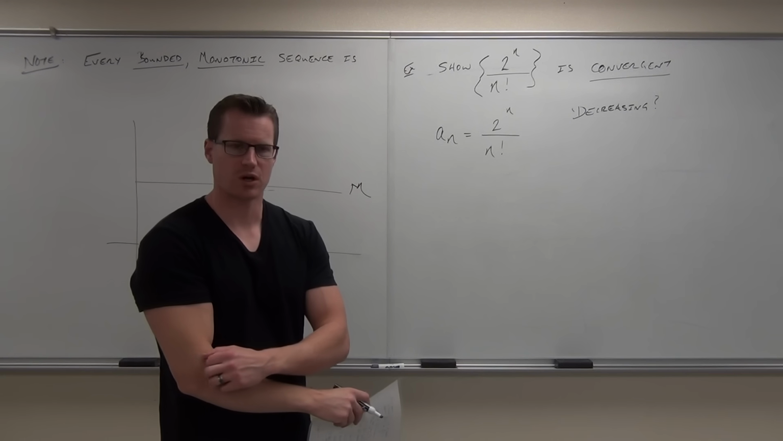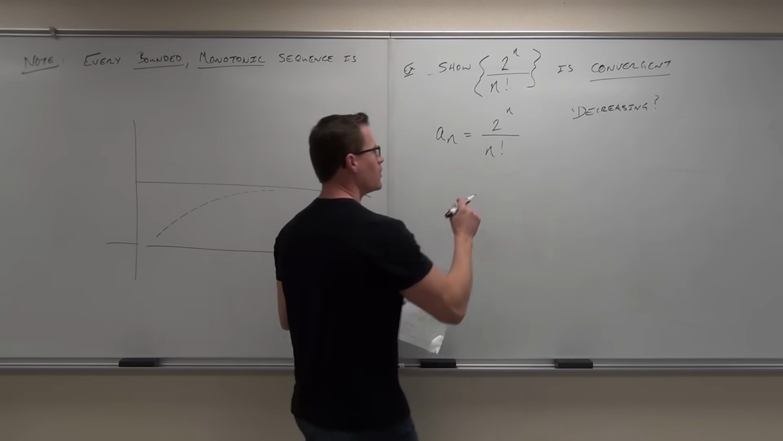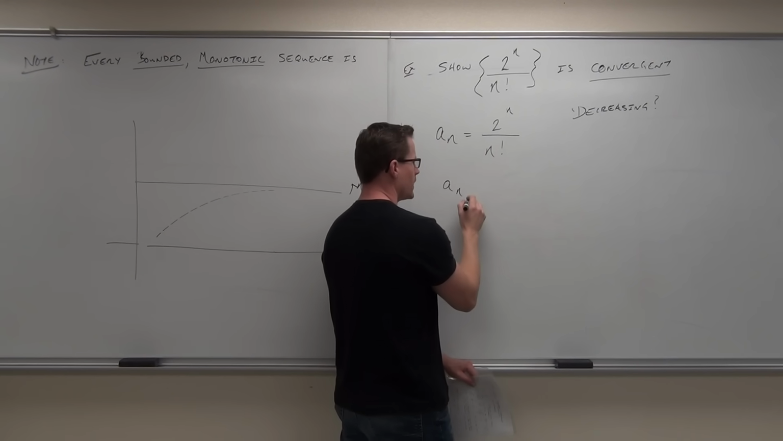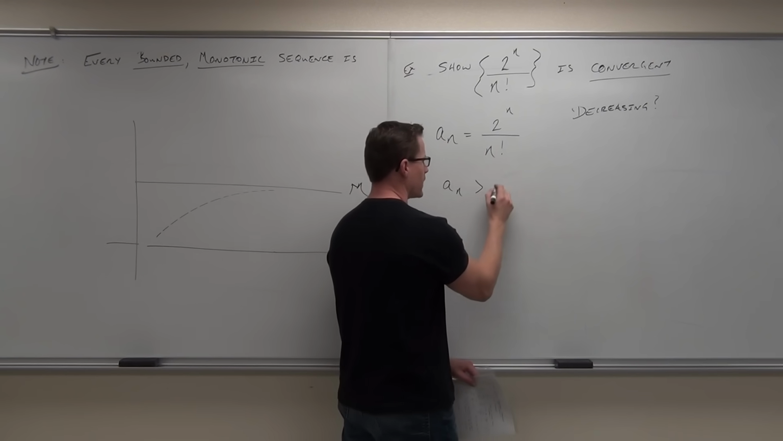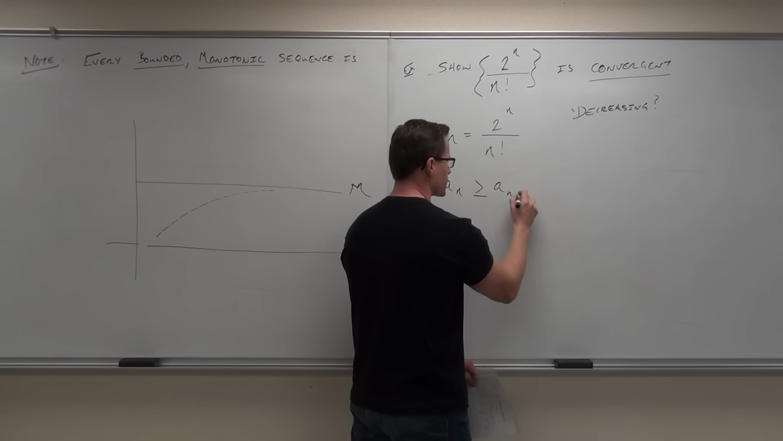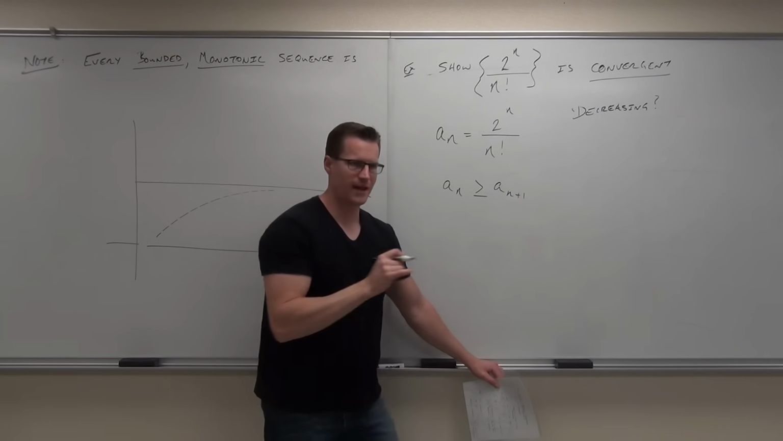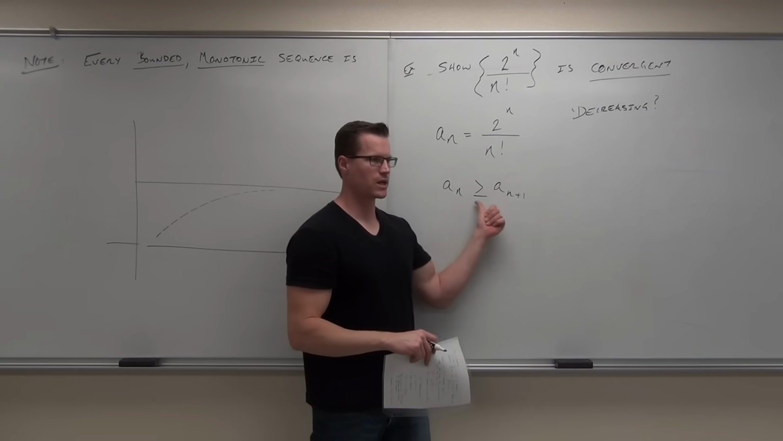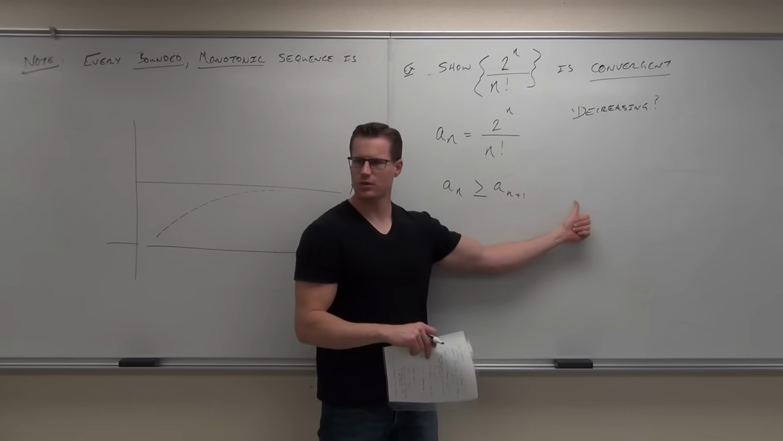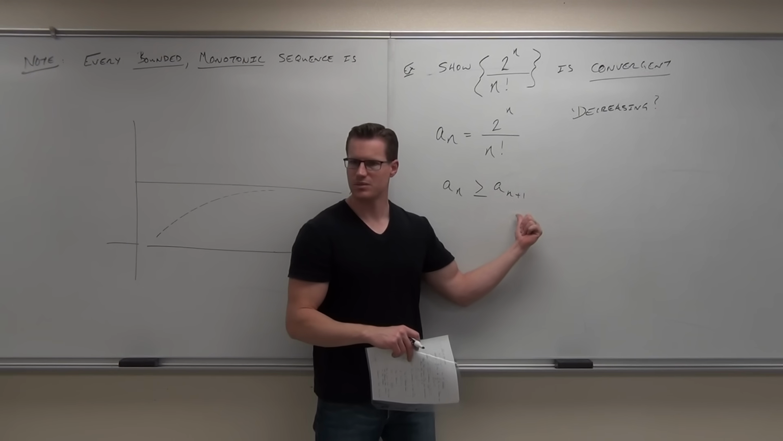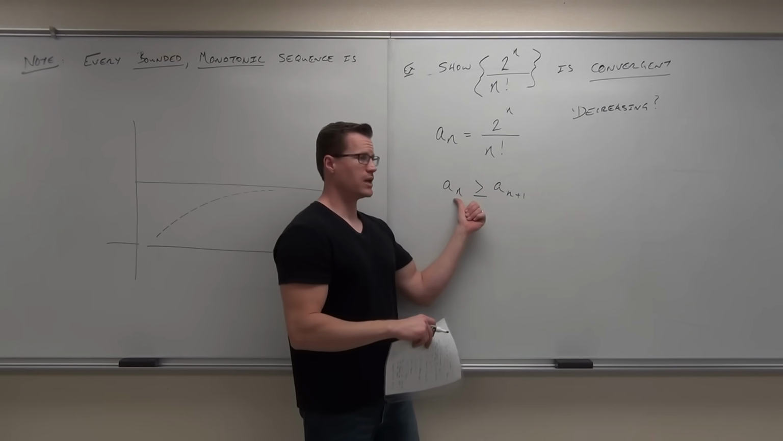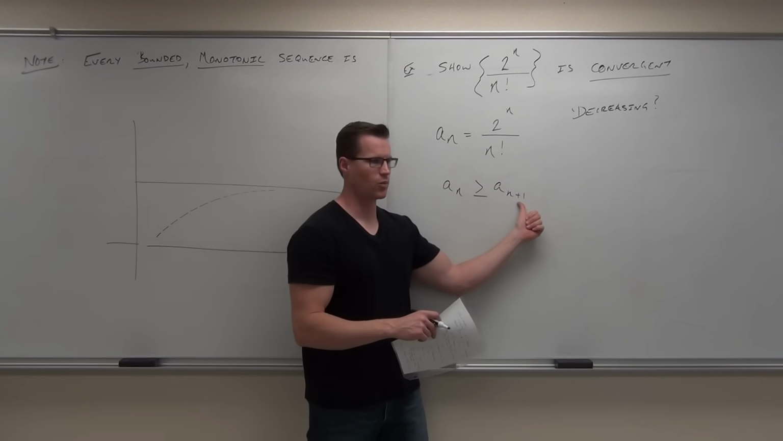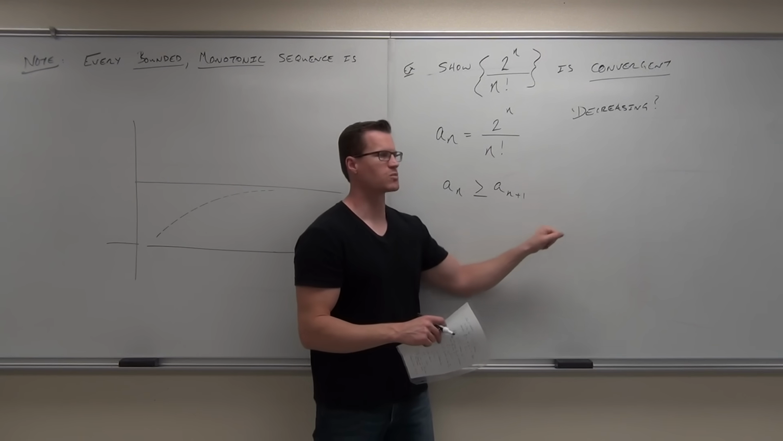So here's what we're trying to show. I'm going to change this around just a little bit. So remember what decreasing means. Decreasing means that a sub n is greater than or equal to a sub n plus 1. That's what it means. It means that as we go term by term, we're getting smaller and smaller. Are you okay with a sub n plus 1? This means the next term. So term number 1, this would be term 2. Term number 7, this would be term 8. Term number 100, this would be 101. Does that make sense to you? The next term should be smaller.